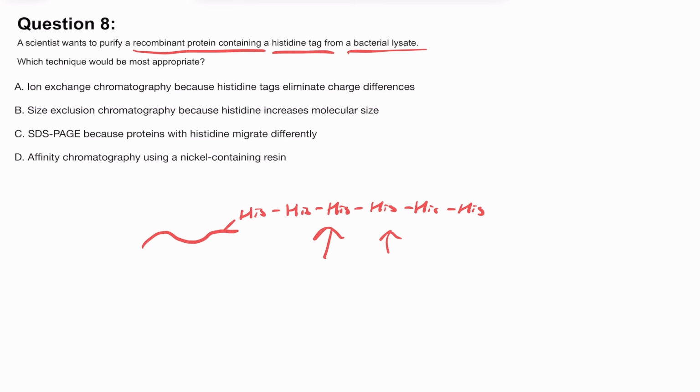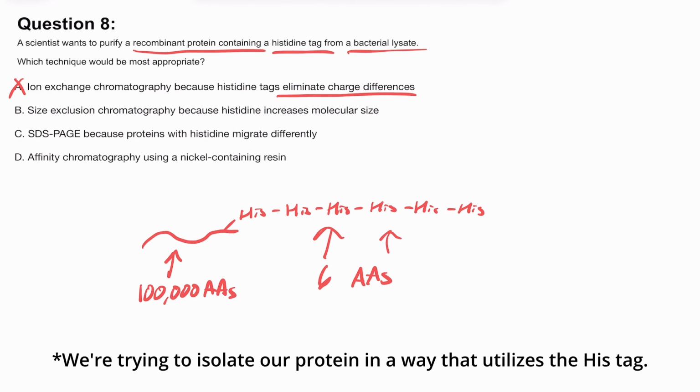A. Ion exchange chromatography, because histidine tags eliminate charge difference. Well, what does that even mean? Eliminate a charge difference? Adding a histidine tag is not going to appreciably change the charge of an entire protein. Think about it. This tag is 6 amino acids long. Our protein could be 100,000 amino acids long. Adding 6 histidines is not going to appreciably change the charge of the peptide. And so ion exchange chromatography would be useful if we have an extremely negatively or positively charged sample. But that's not the case. We're talking about a histidine tag.